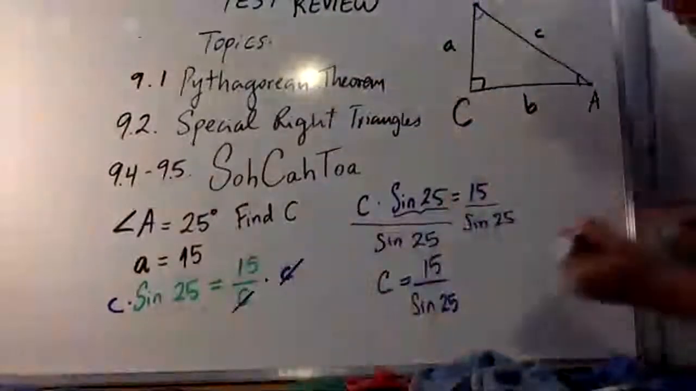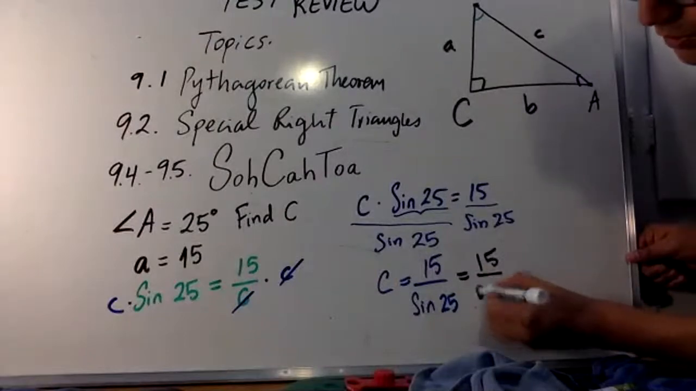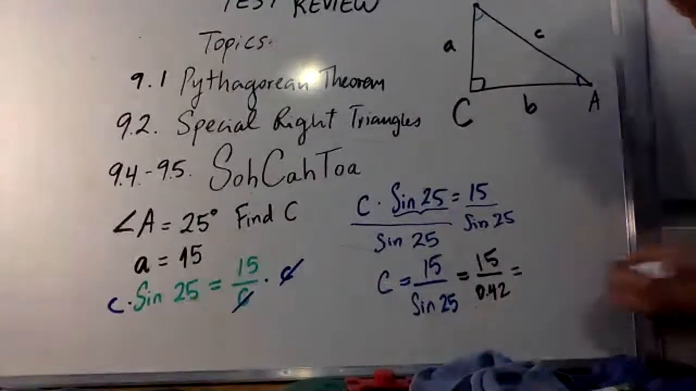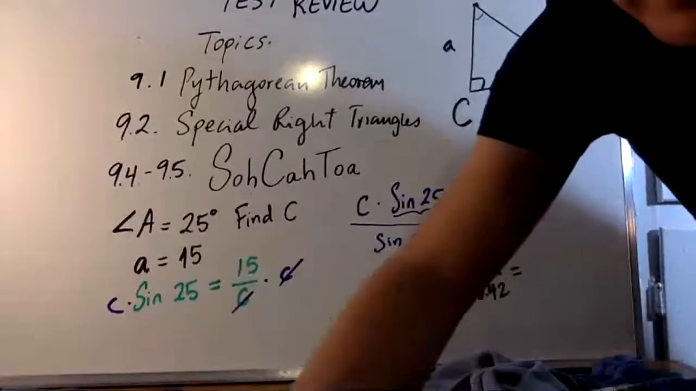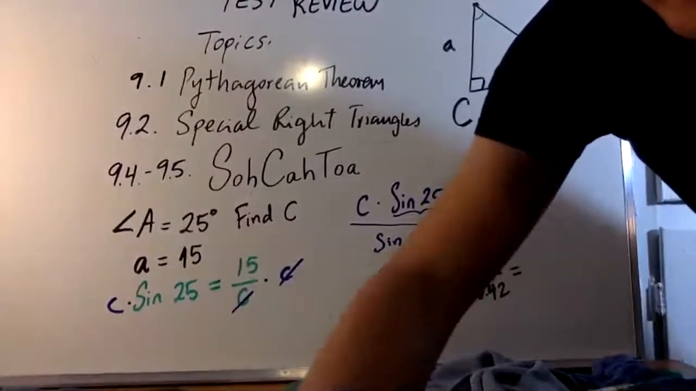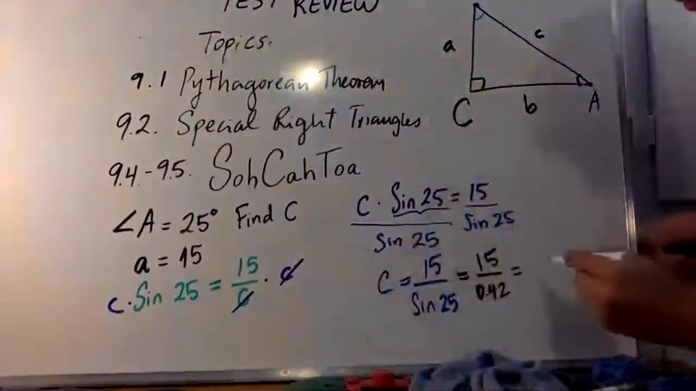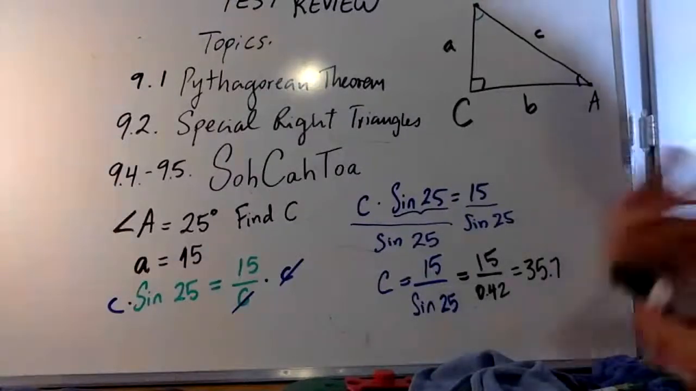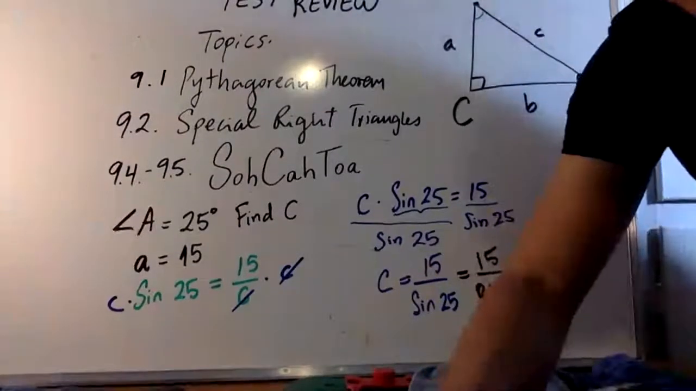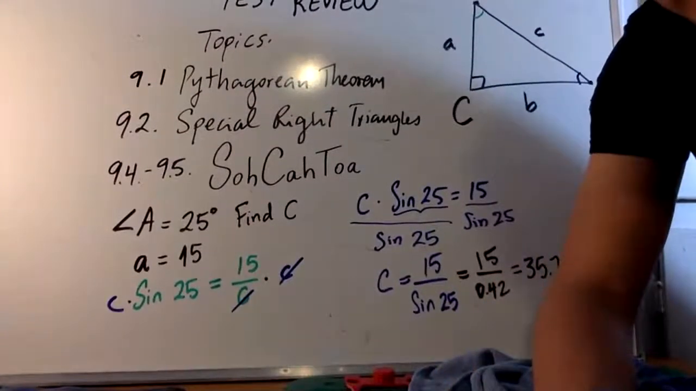So this is going to be 15 divided by 0.42, and I just rounded to 2 decimal places, so now I just run the division. Divided by 0.42, I get 35.7. Okay. All right, that's it. That's how you deal with this type of situation. Hopefully it makes sense now.